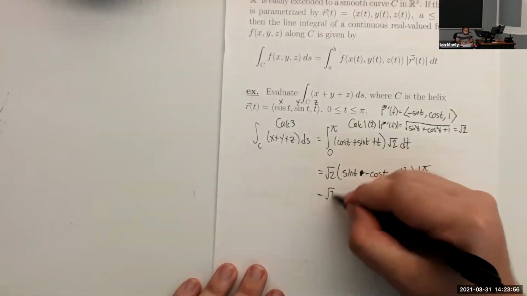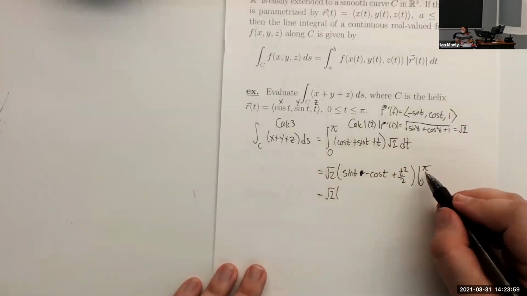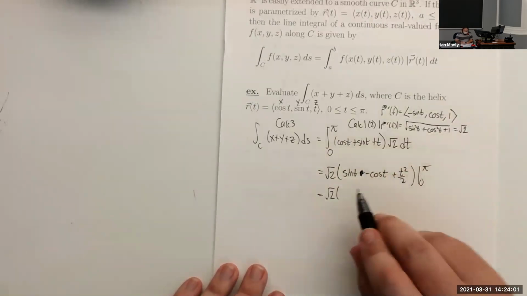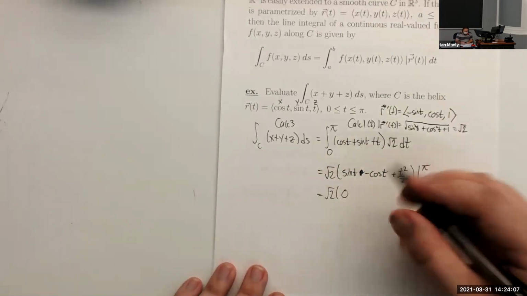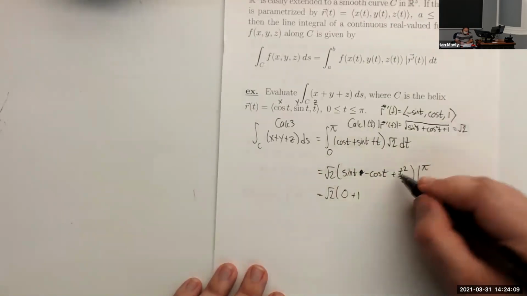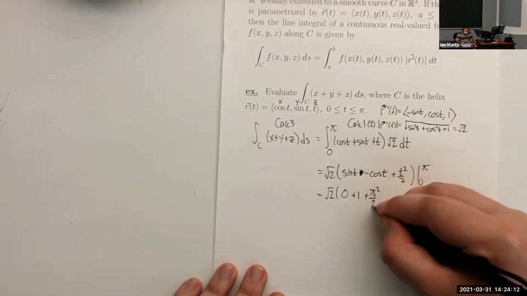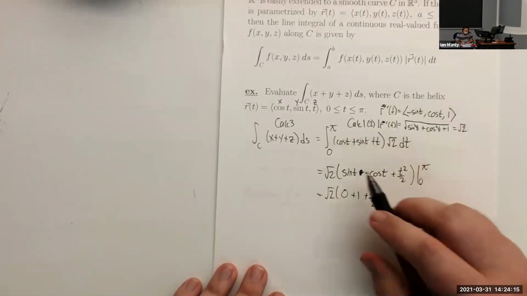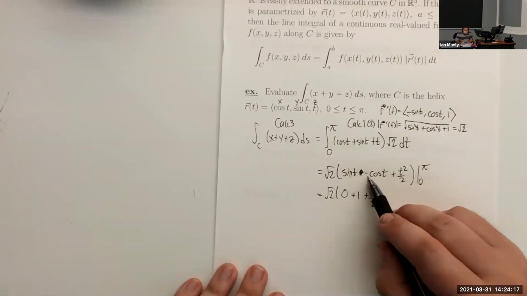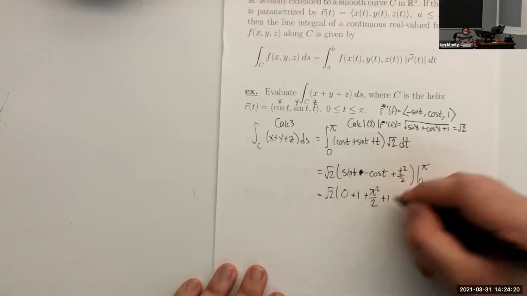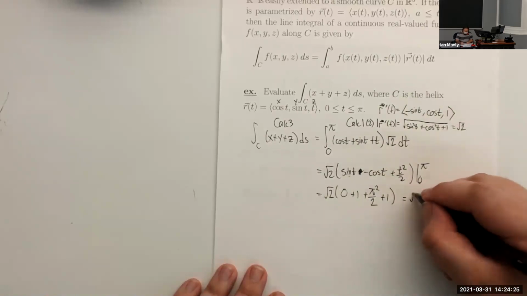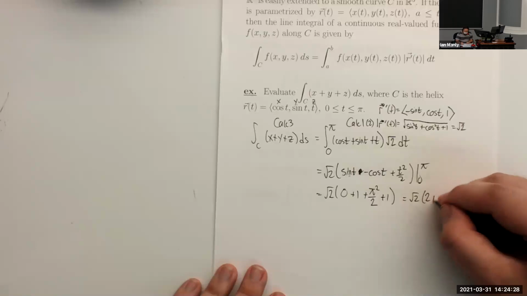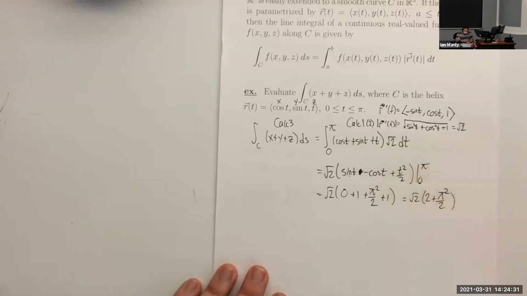All right, and then now we can plug in the numbers here. So we plug in pi. We have sine of pi, which is 0. We have negative cosine of pi, which is positive 1. And then we have pi squared over 2. And then we plug in 0. Sine of 0 is 0. We subtract negative cosine of 0, so that's adding 1 again. And then we put 0 in here. All right, so all in all, this ends up being root 2 times 2 plus pi squared over 2. So lots of 2's involved with this line.